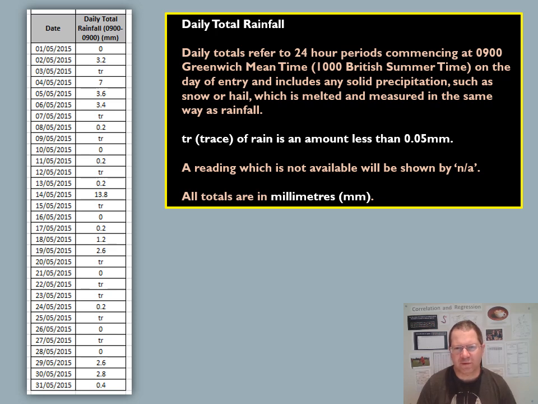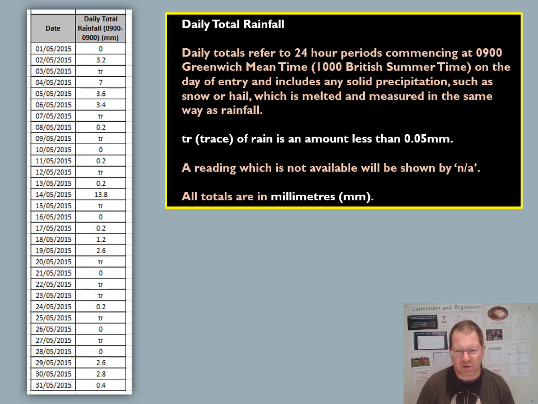Daily total rainfall, again, we're looking between 9 o'clock one morning and 9 o'clock the next morning. You'll notice on the 3rd of May, it says TR, and that represents the word trace, which in itself is an amount of rainfall which is less than 0.05 millimeters, and if you're doing calculations you would normally just call it 0 millimeters. Again, NA would be not available data.